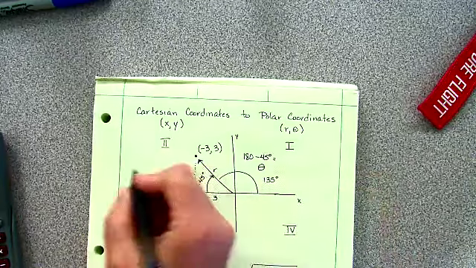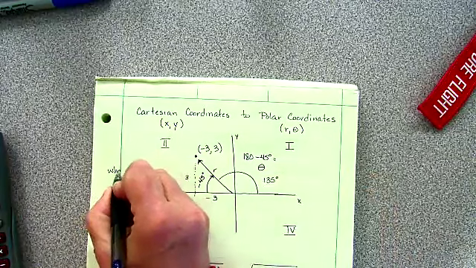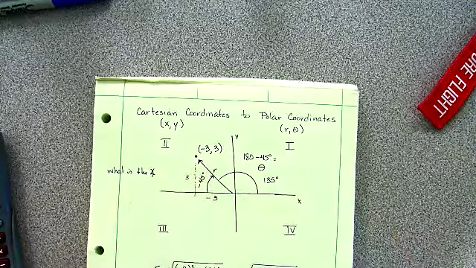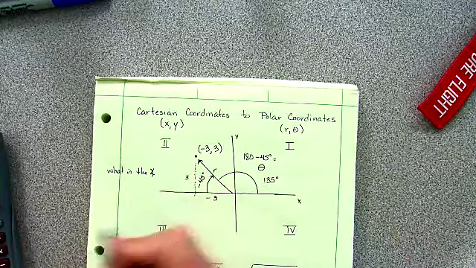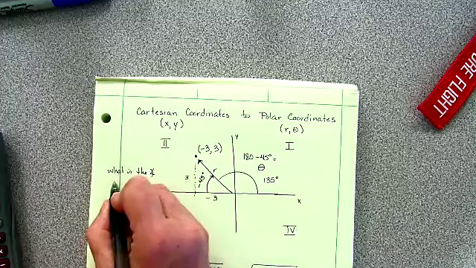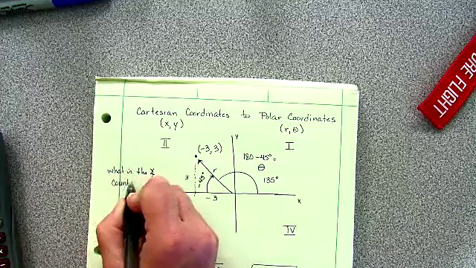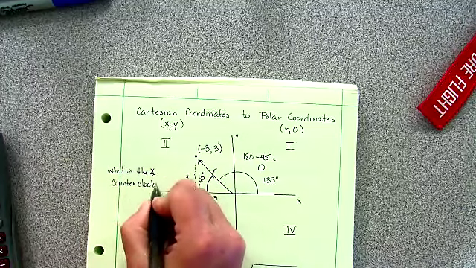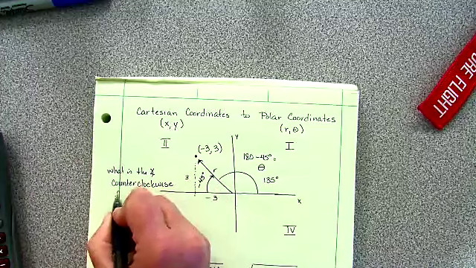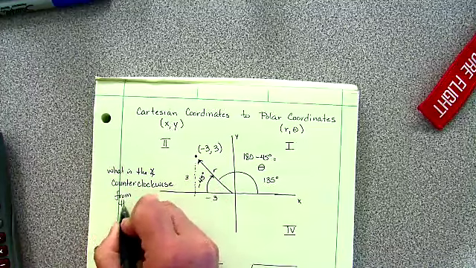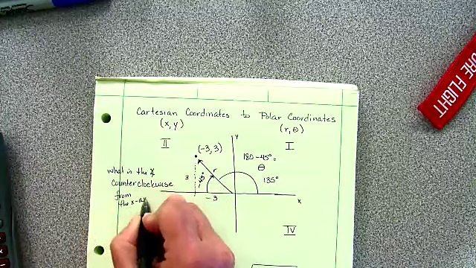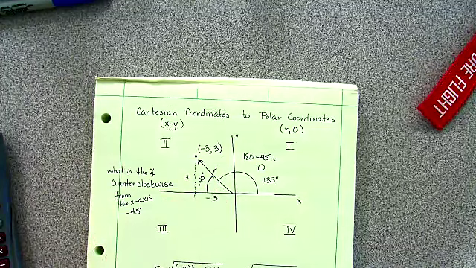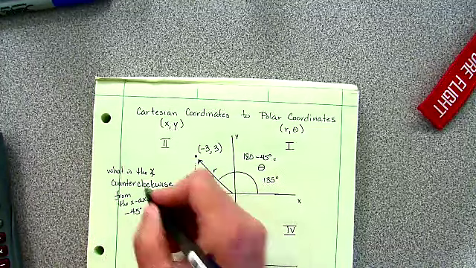because it can ask you what is the angle. And remember, this symbol represents angle. What is the angle counterclockwise from the x-axis? And in that case, I'm going to say minus 45 degrees. No, yeah. No, that's clockwise. Sorry.